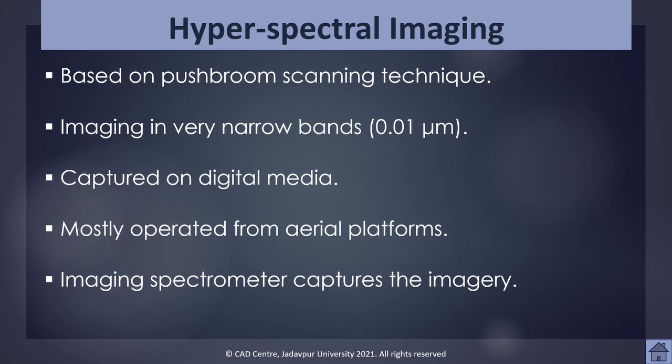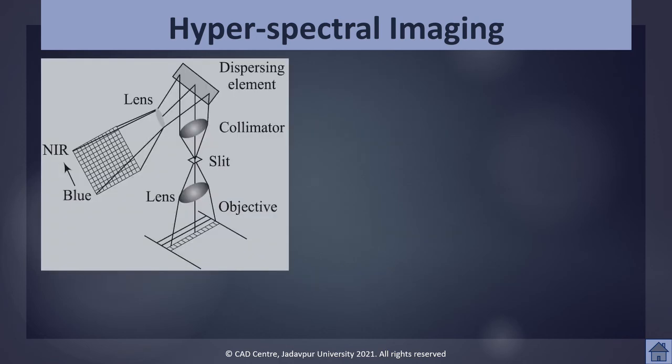And in case of hyperspectral remote sensing, we use imaging spectrometer. As we have discussed earlier, that spectroradiometer is used for the multispectral remote sensing, and imaging spectrometer is used to capture hyperspectral imagery. Now, what is the basic concept of hyperspectral remote sensing?